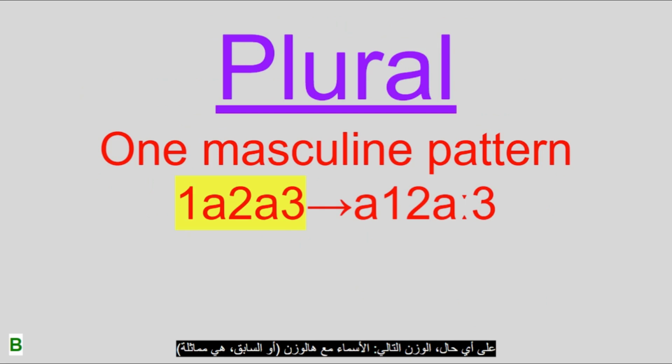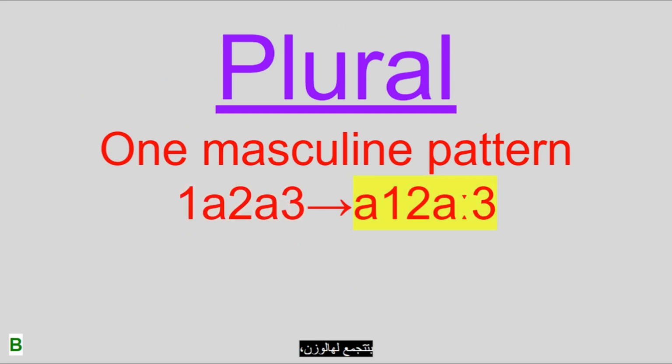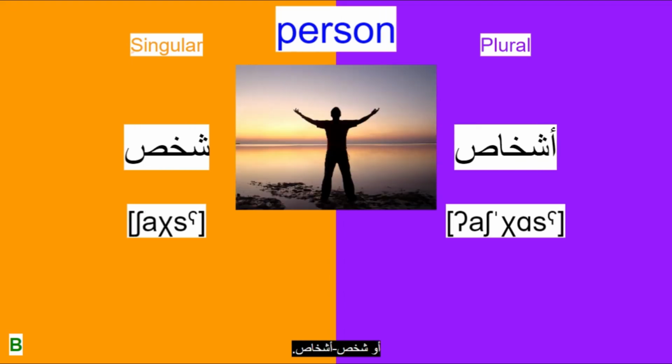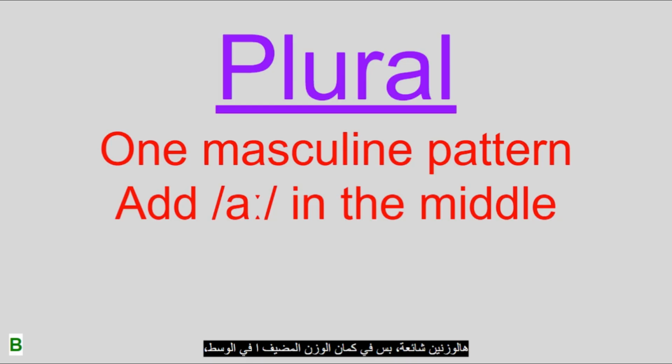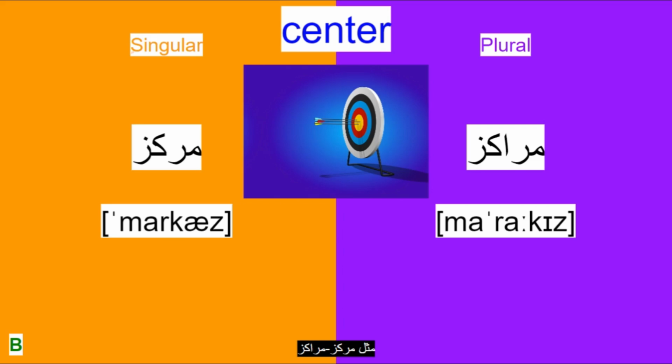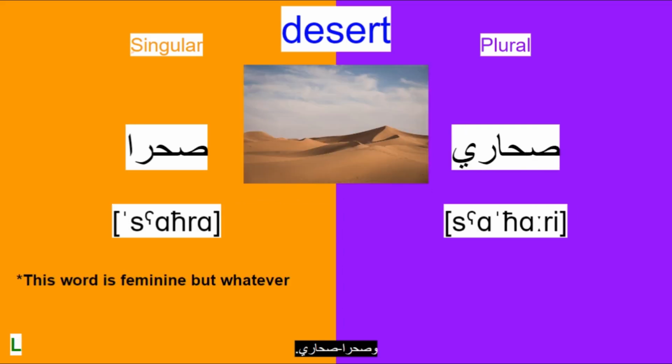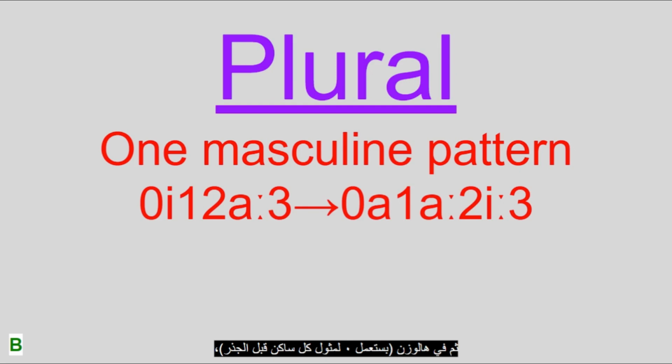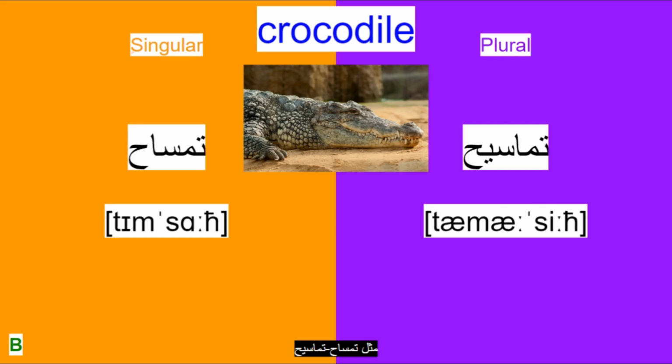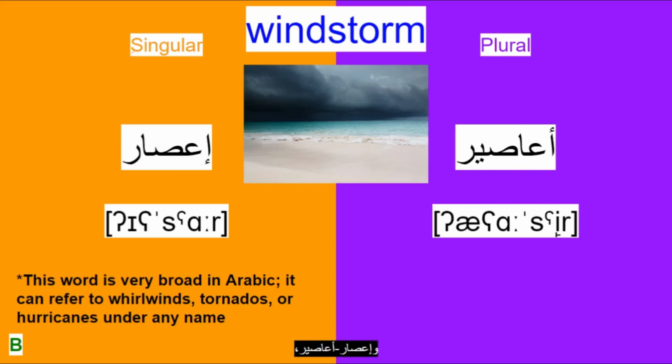Anyway, next pattern. Nouns that have this pattern, or the last one for that matter, they're similar, pluralize to this pattern like لون to ألوان or شخص to أشخاص. Those two patterns are pretty common, but then there's the type of plural that adds an alif in the middle, like مركز to مراكز and صخرات to صخاري. Then there's this pattern, I'm using 0 to represent any pre-root consonant, like تمساح to تماسيح and إعصار to أعاصير.